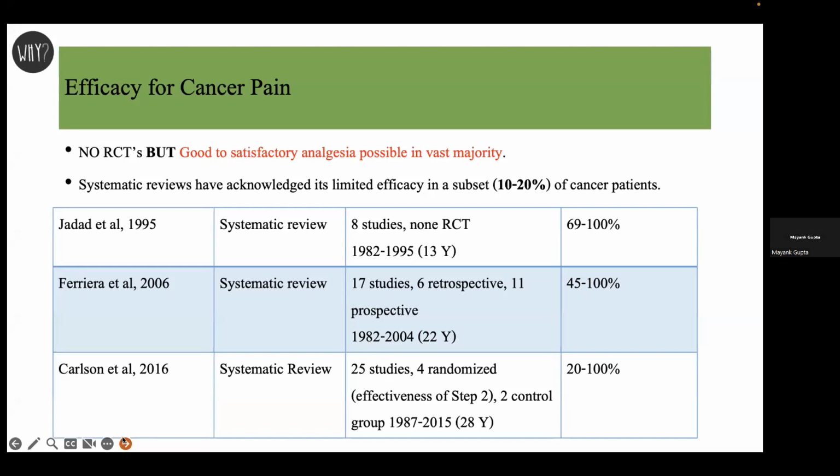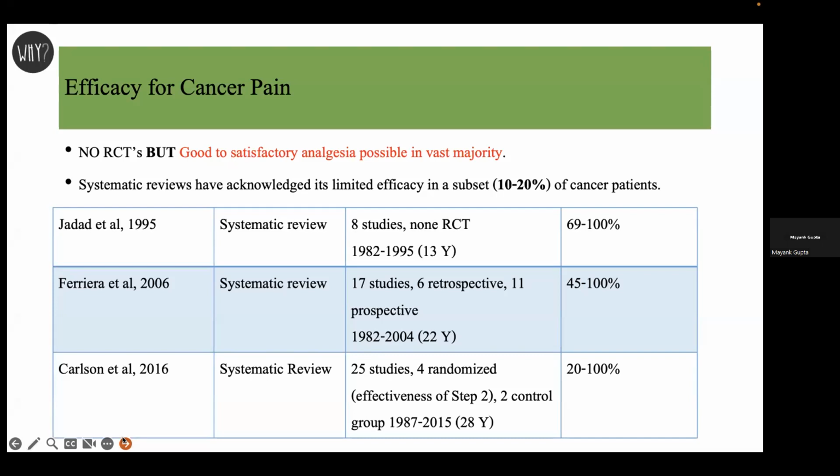Although no randomized controlled trials have been conducted so far which have evaluated the efficacy of the WHO analgesic ladder for management of cancer pain, this is because it would be very unethical to give analgesics to one group and no analgesics to another group.